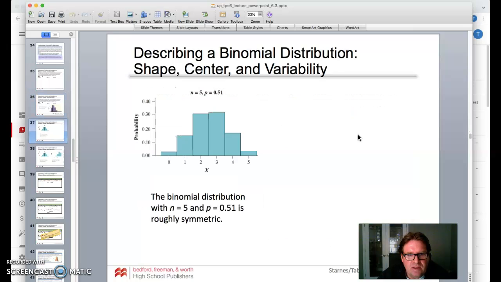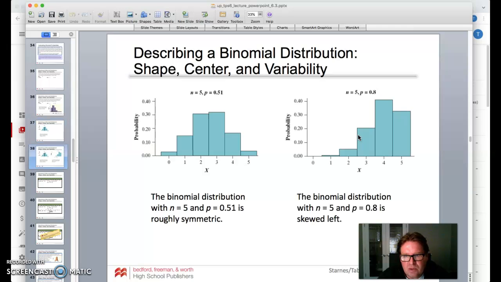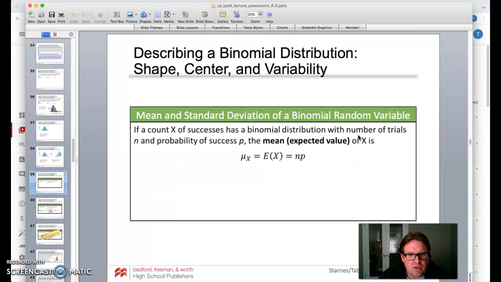Now if we did this one where, let's say that p was 0.5, we're going to see it's roughly symmetric. And then as the probability goes to 0.8, we're going to see it skewed to the left. So you can see some connections there as we're looking at the shape of those binomial distributions.